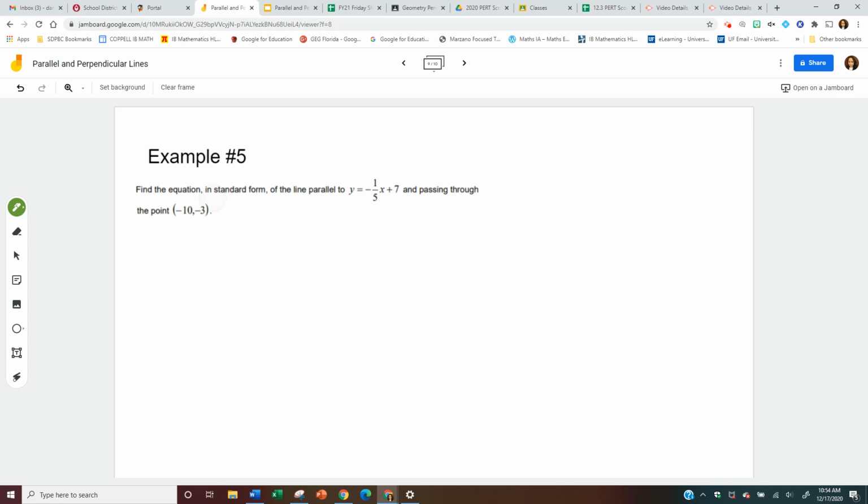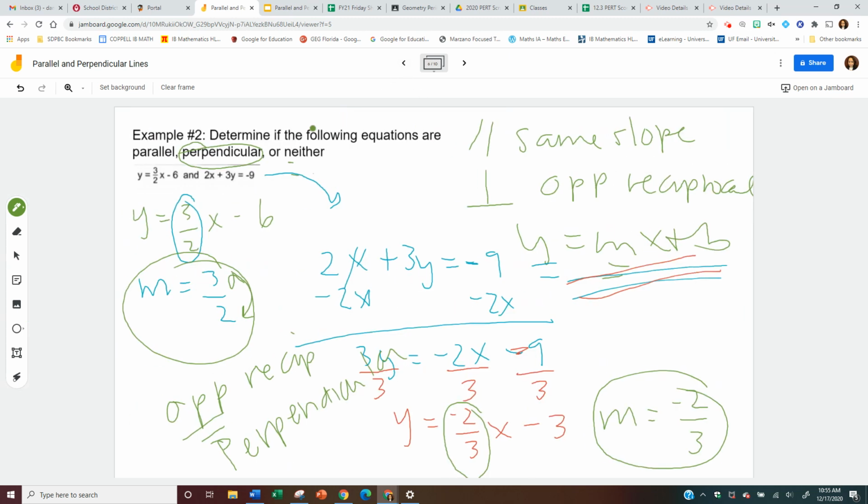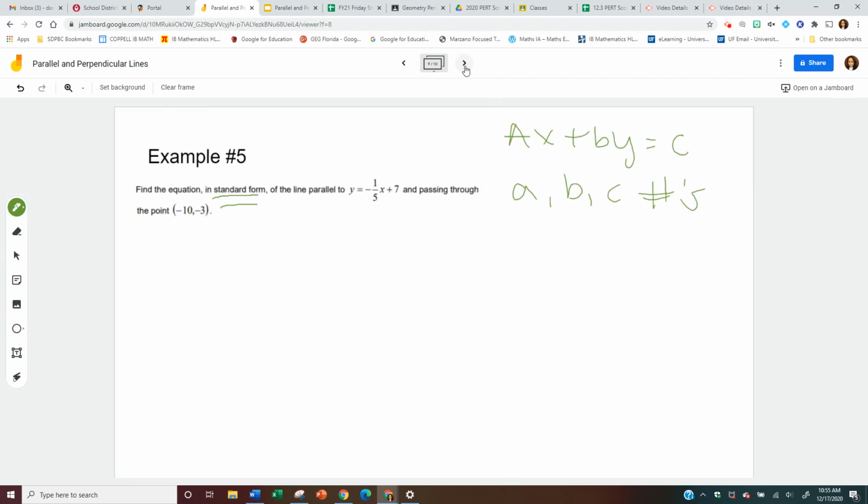Okay, so it wants us to write an equation in standard form. Standard form is the equation that looks like this: Ax plus By is equal to C. A, B, and C are numbers. You've actually seen standard form equations. Like this right here, that is in standard form. Same thing over here. This equation right over here is in standard form. We still probably want to start in y equals mx plus b and then rewrite it at the very end.